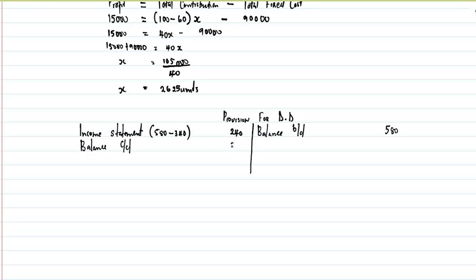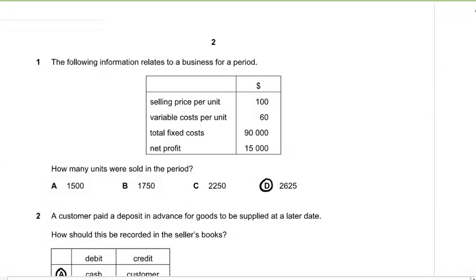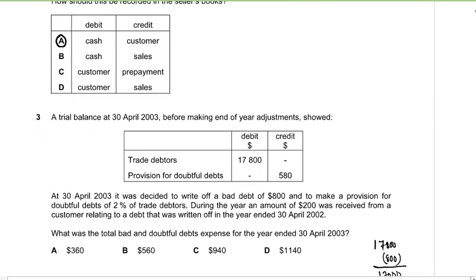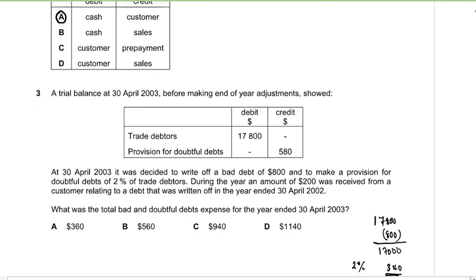Balance carried down. Obviously we have 340. Right, we sum it up. 580, 580, and a balance brought down of 340. Right, but what are we required to do here? We are required to calculate the expense.